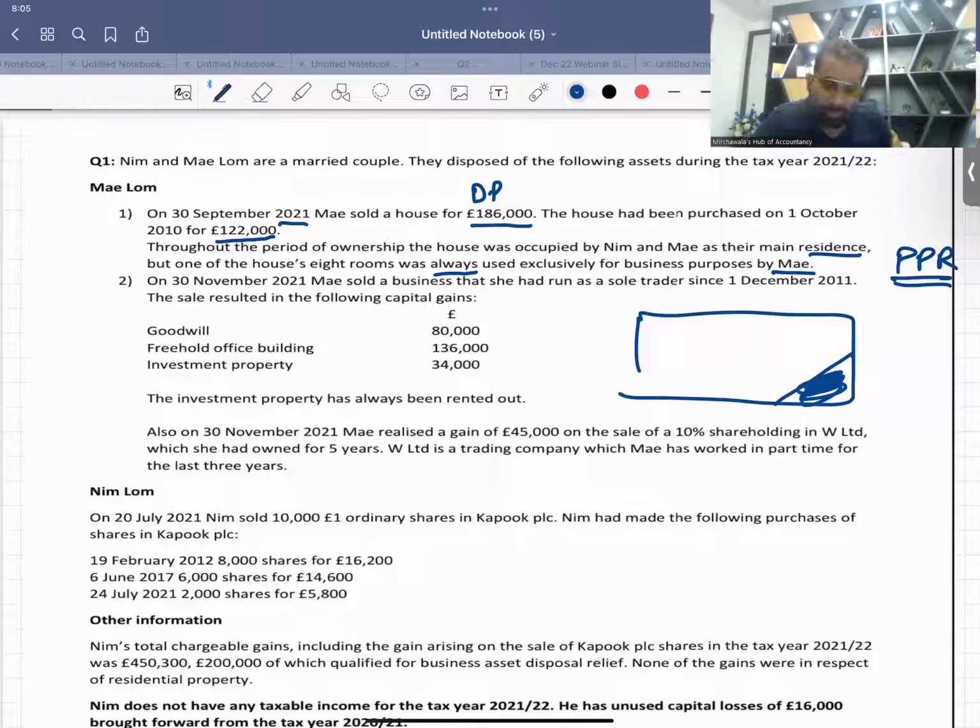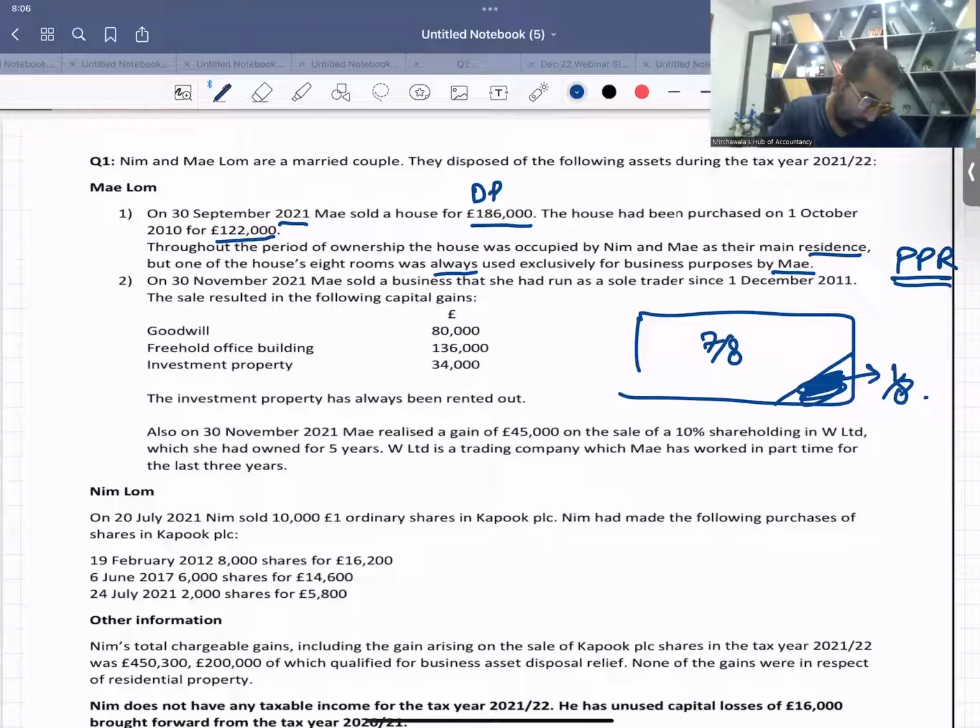So this gain will be 1 upon 8. See, total 8 rooms and 1 room was used for business purpose. So 1/8 will be your chargeable gain and 7/8 will be your exempt gain. Don't forget, this portion is 7/8 and this portion is 1/8. Right from the first day to the last day, non-stop, 1/8 of the house has been used for business purpose.